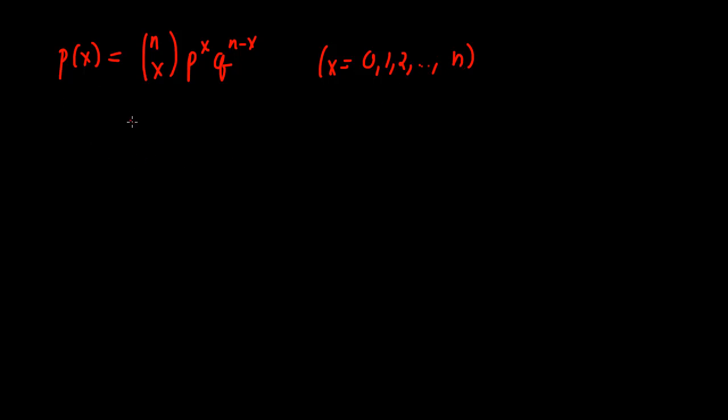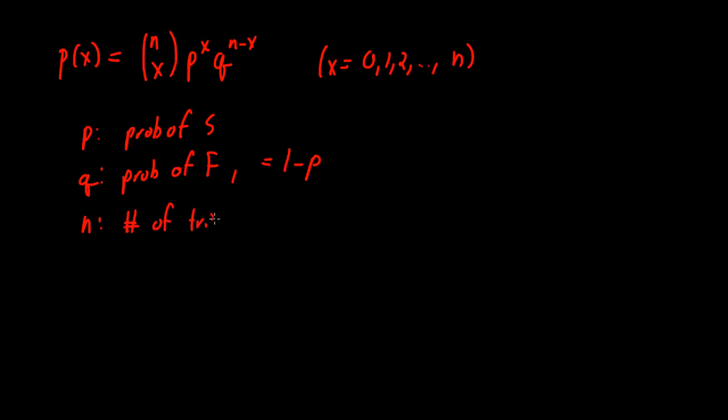To break down what each of these different values are again, P is our probability of a success. Q is our probability of a failure, which is just equal to 1 minus P. We have n, which is our number of trials. We have x, which is our number of successes in those n trials. We have n minus x, which is our number of failures.